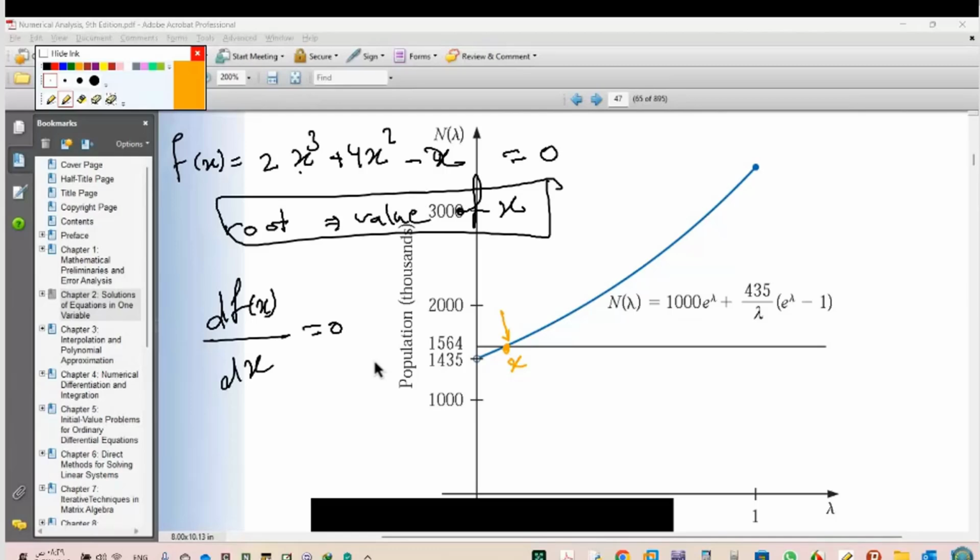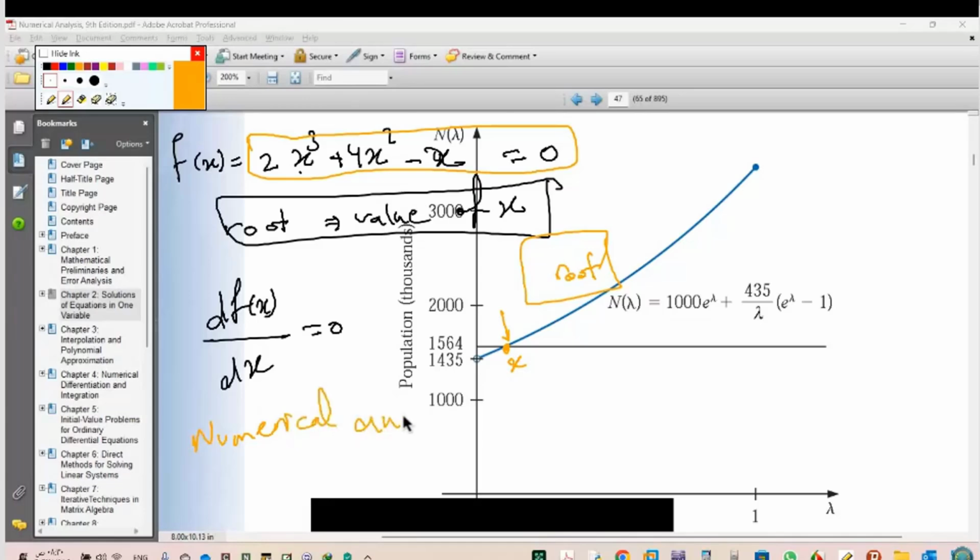So what I'm talking about now is the solution for one variable, where we find the root. Okay, can we solve the system easily? Sometimes yes, for example, df over dx equals 0 and solve it. It's easy. Sometimes it's hard. So today we'll start to study some methods to find the root based on numerical analysis.